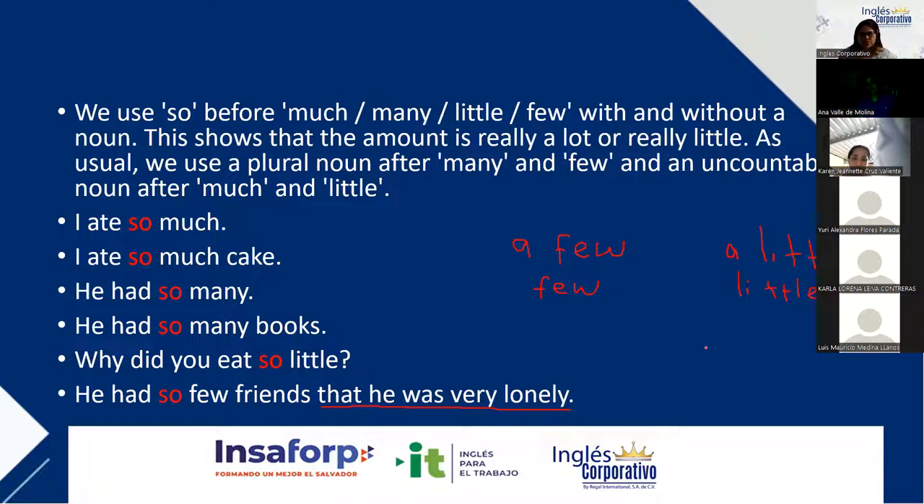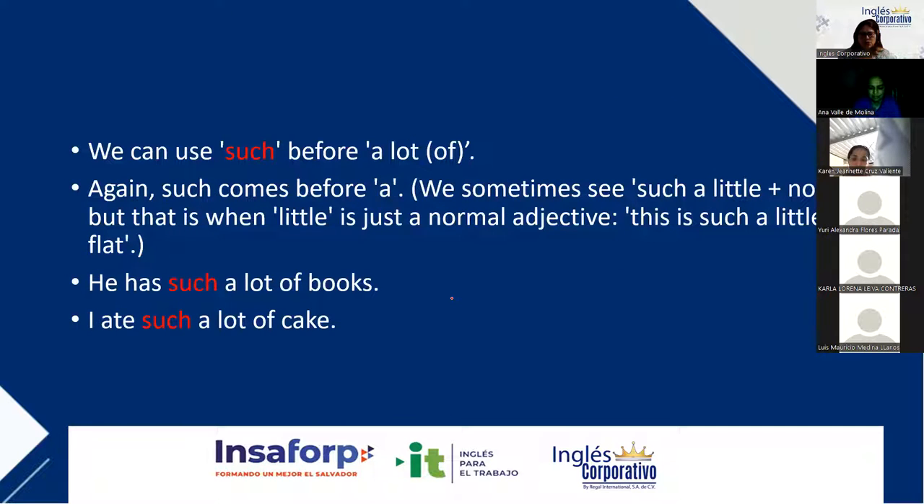Any question here? No question. Okay, now look at this. We can use such also before a lot. Again, such comes before a. We sometimes see such a little plus a noun. Such a little water. There is such a little water that we have to go buy more, right?